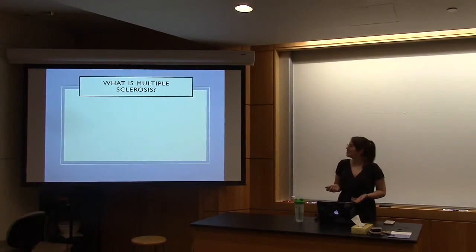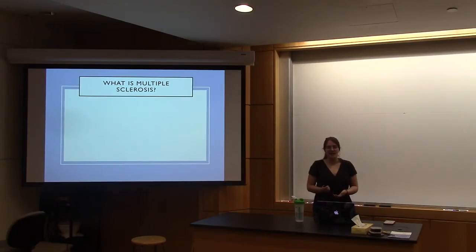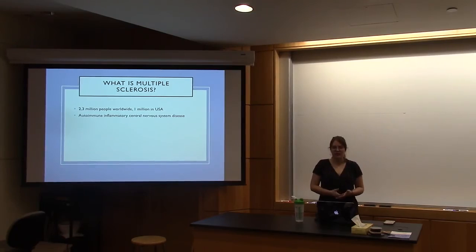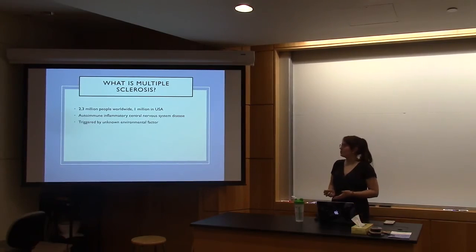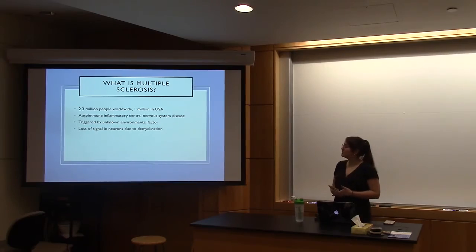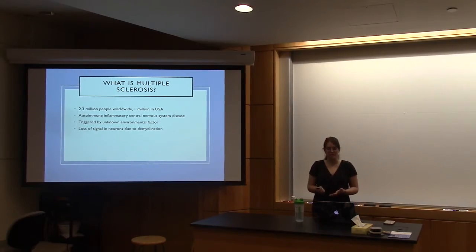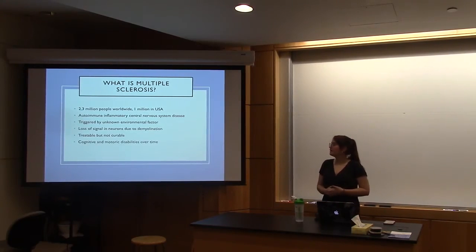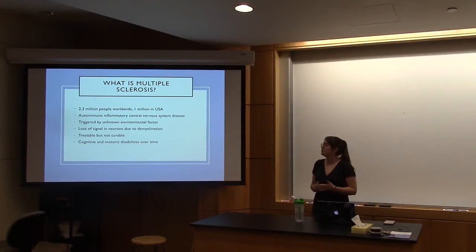So first thing we have to touch on is what is multiple sclerosis. It actually affects 2.3 million people worldwide, and even 1 million of those are in the USA. It is an autoimmune inflammatory central nervous system disease that is triggered by an unknown environmental factor in people that are genetically predisposed to get it. It is characterized by the loss of signal in neurons due to demyelination. It is treatable but not curable. And it is also characterized by cognitive and motoric disabilities or decline over time.